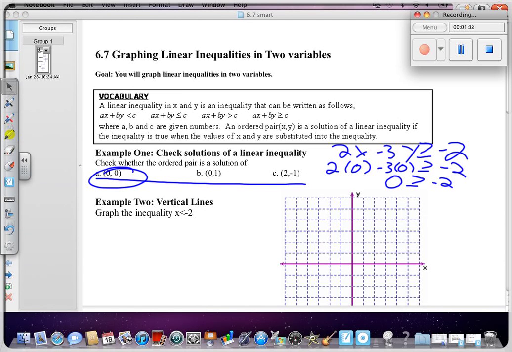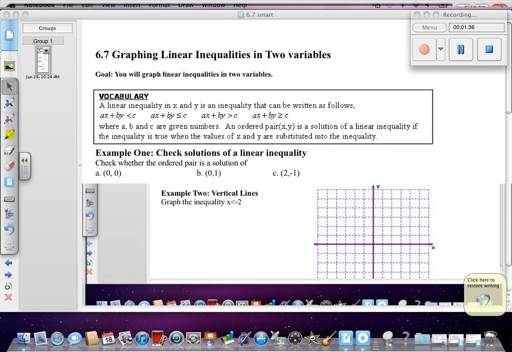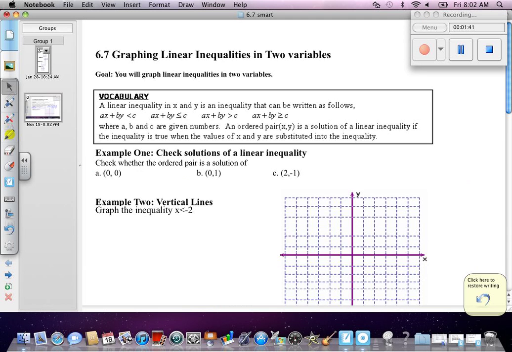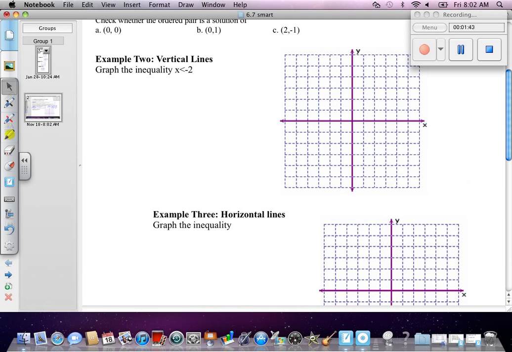All right, ladies and gentlemen, let's move on to example 2. We're going to graph. Example 1 was A, 0, 0. We've got x is less than negative 2. Could you guys graph x equals negative 2? What would you do? You would go to which axis? The x or the y? The x, and you would go left 2, and you would draw a line up and down, right?